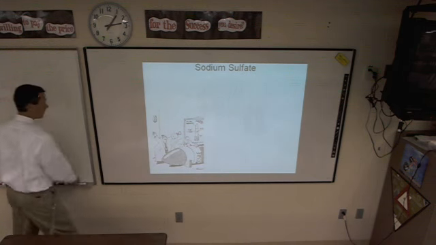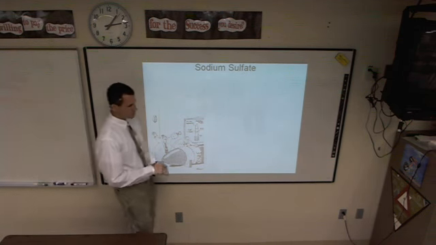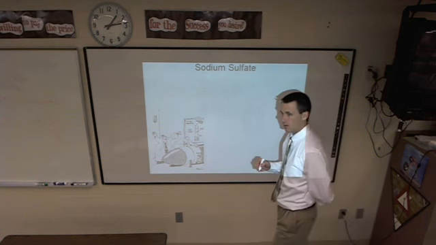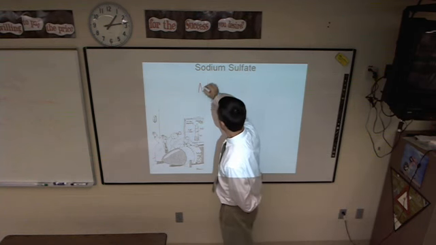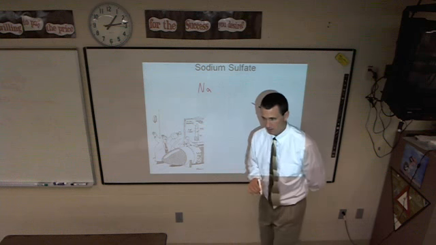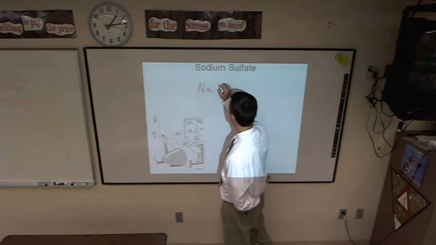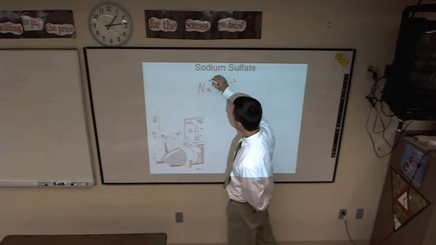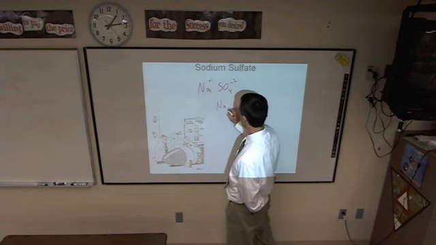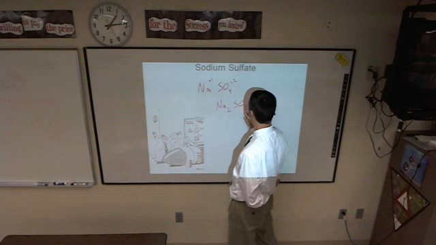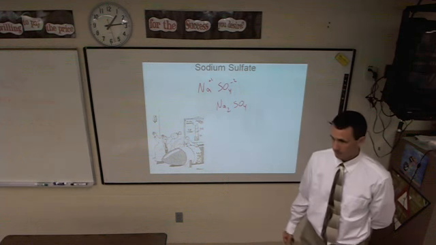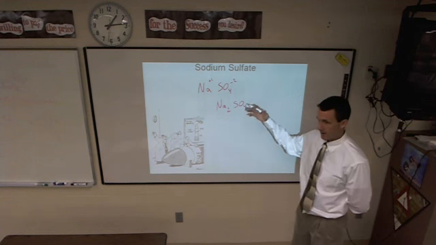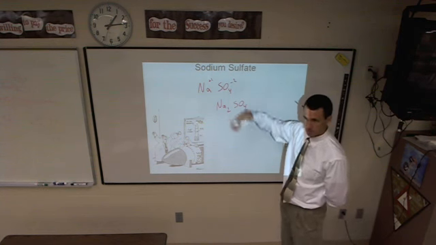Sodium sulfate. What's sodium? Na. What's sulfate? SO4 -2. And what's sodium's charge? 1. So it'll be Na2SO4. Is that right? Yep. That's the first step. See how important nomenclature is? If you don't know how to name things, you can't even start these problems.